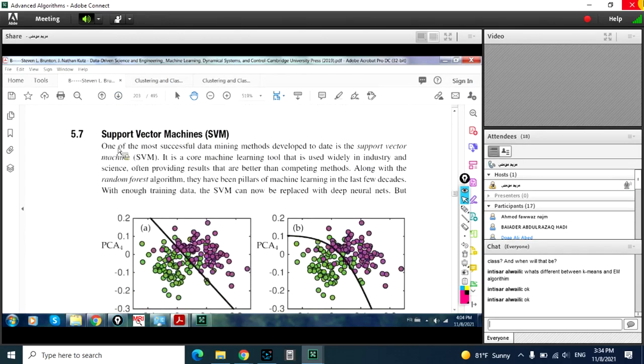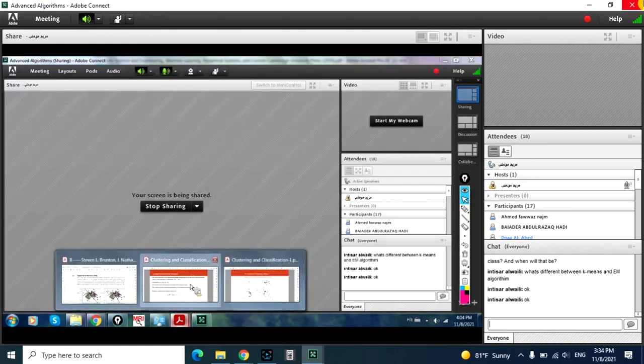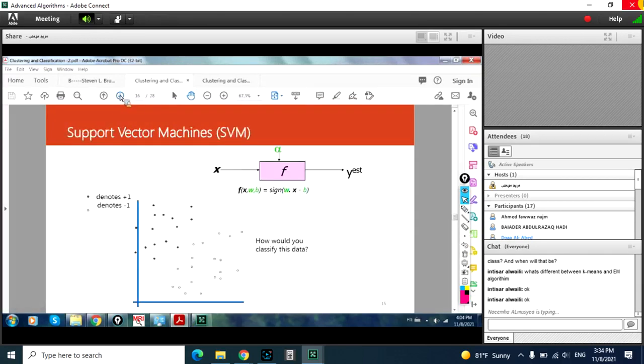Another method, and it is also a supervised method. Any questions? Another method is support vector machine. What is support vector machine?